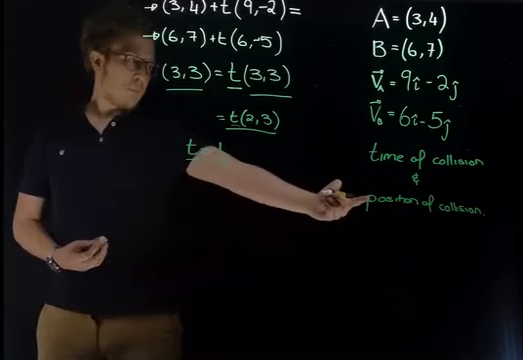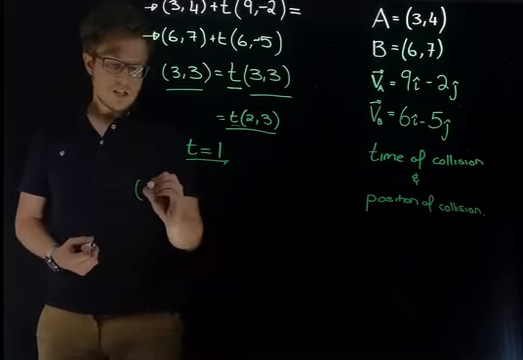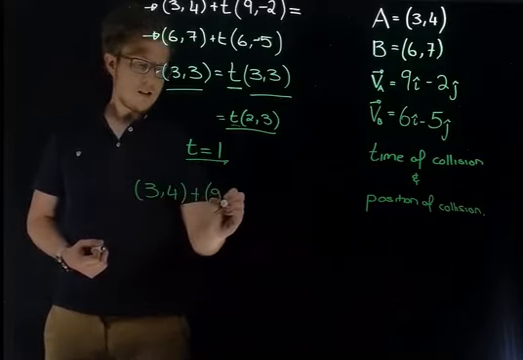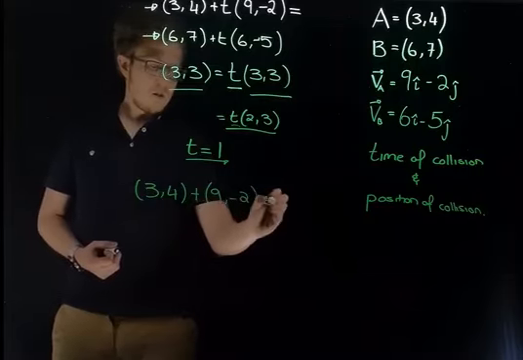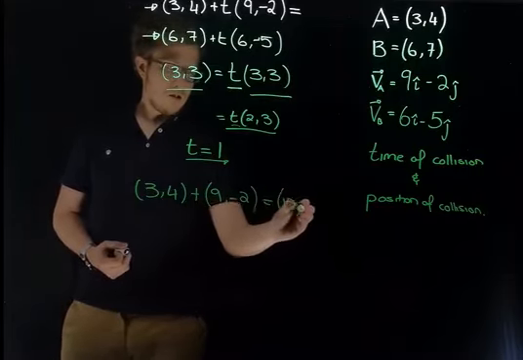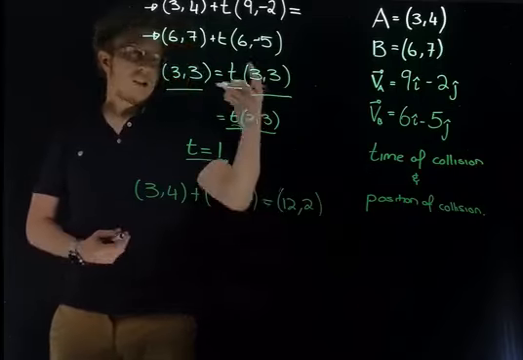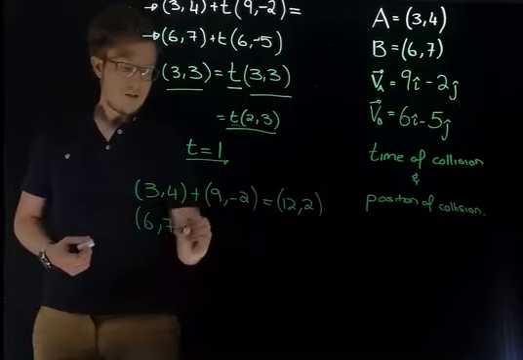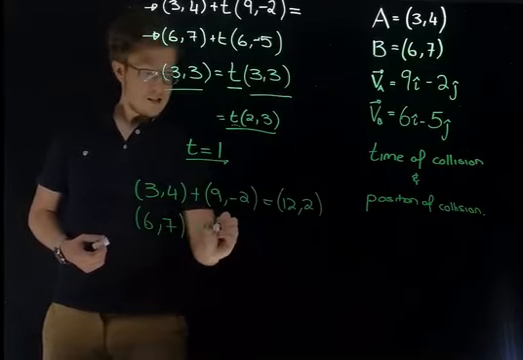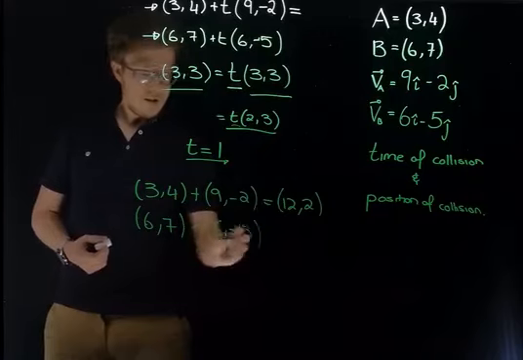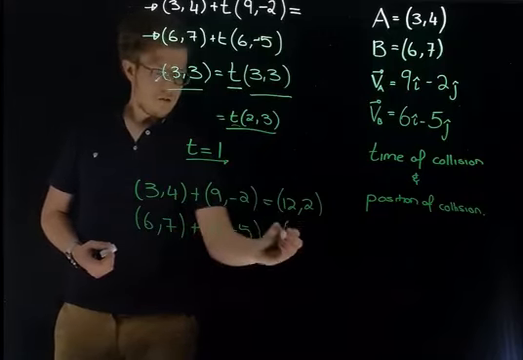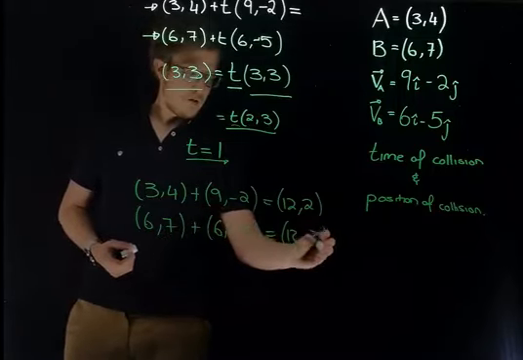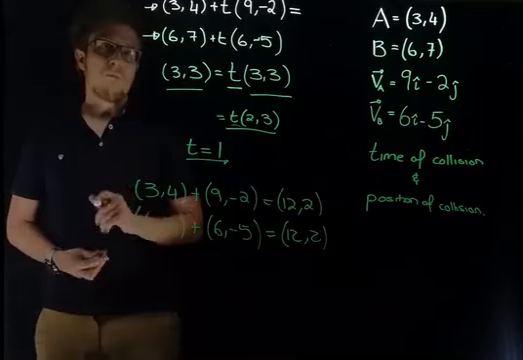So the position of the collision is just going to be (3, 4) plus (9, -2), which is equal to (12, 2). If you do it in here, it's the same thing. You're going to get (6, 7) plus (6, -5). Well, 6 and 6 is 12, 7 minus 5 is 2. So yeah, a very nice problem.